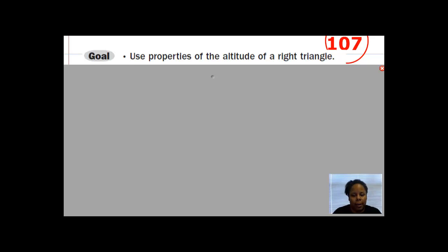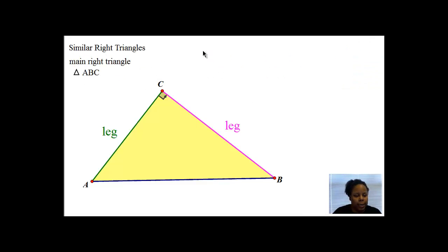So let's take a look at a regular right triangle, and we know it's a right triangle because it has a right angle. This triangle ABC has two legs and a hypotenuse, okay? So what we're going to do is draw an altitude from the right angle.